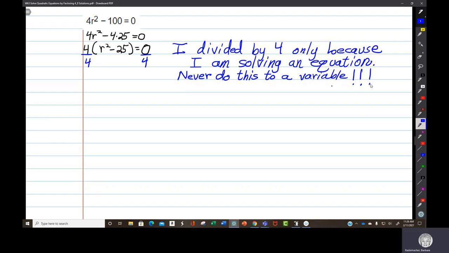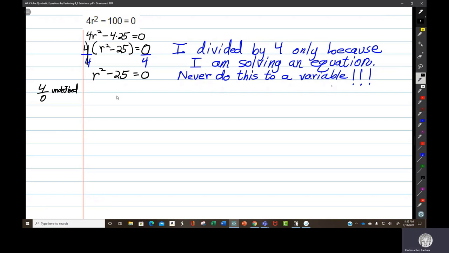However, you can divide by 4. No problem. The 4s cancel, leaving me with r squared minus 25. And if you get your calculator and say 0 divided by 4, you'll see that you do not get an error message. You get 0. 0 divided by 4 is 0. 4 divided by 0 is undefined. It's easy to get those two mixed up. This is okay. All this equals is 0.